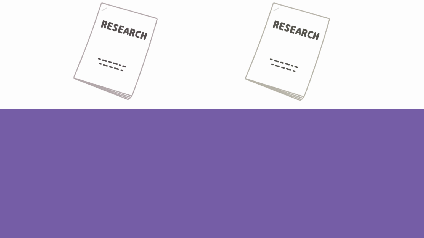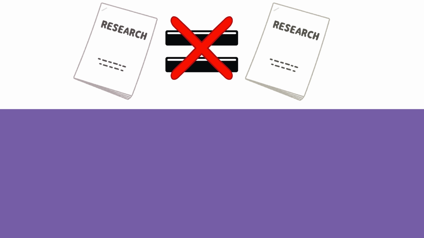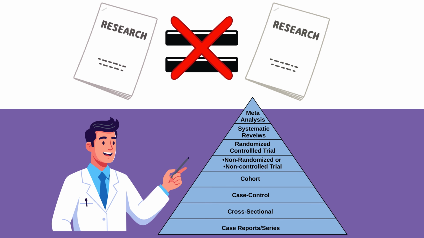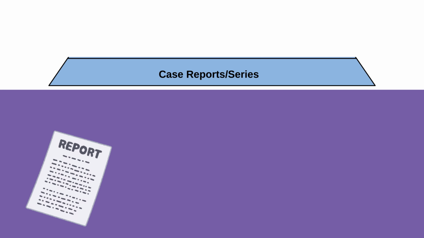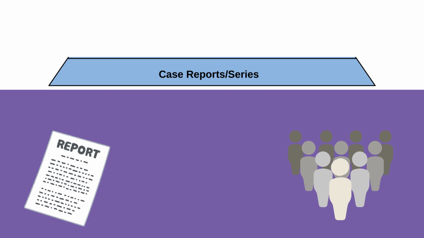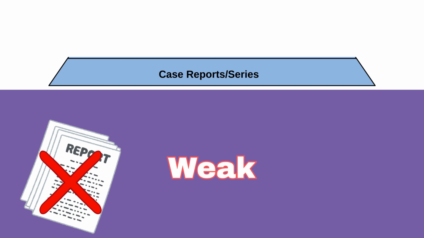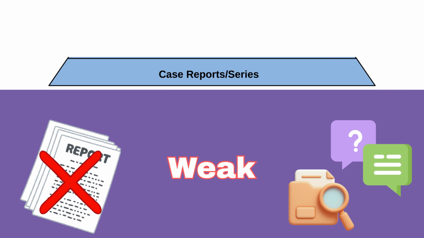Not all research studies and publications are created equally. Rather, medical scientists classify research based on the study design into an evidence pyramid. At the bottom of the pyramid are simple reports on one or a few patients. There may be lots of these reports, which is why the bottom of the pyramid is wide, but they aren't that useful and are considered weak in terms of providing evidence in answering specific questions.